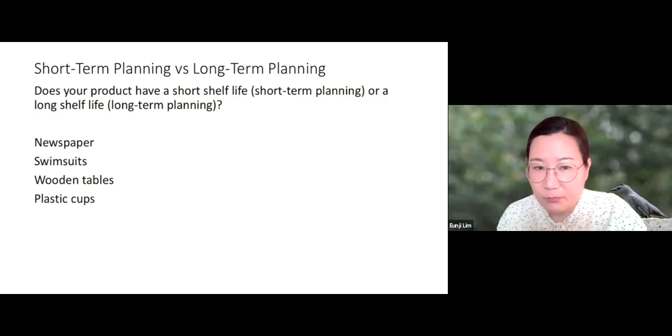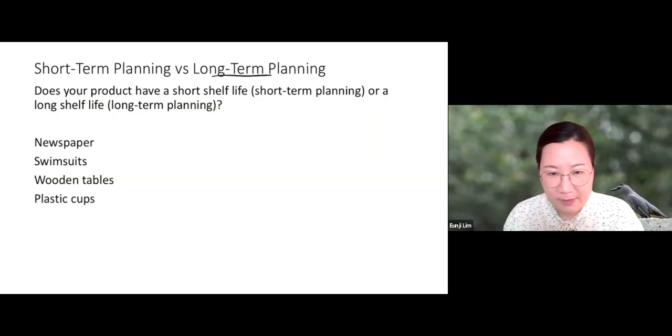For example, if you're producing swimming suits, they need to be sold over the summer. If there is any leftover, you need to mark them down and sell them next year. And to prevent the markdown, we need to sell them out over the summer. On the other hand, you need long-term planning if you have products with very long shelf life. For example, if you're producing detergent, you can sell your product anytime in the next few years.